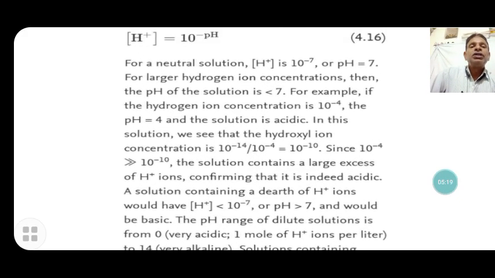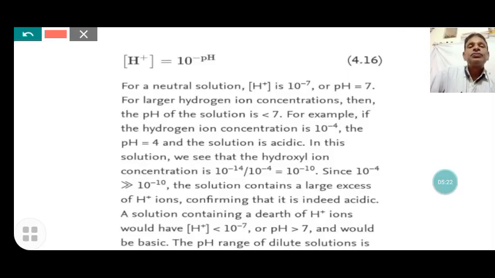The concentration of hydrogen ion in a solution is given by 10 to the power minus pH. If you put the pH value here, it gives the concentration of hydrogen ion. For a neutral solution, the hydrogen ion concentration is 10 to the power minus 7, or pH is equal to 7. For a larger hydrogen ion concentration, the pH of the solution is less than 7. For example, if the hydrogen ion concentration is 10 to the power minus 4, the pH becomes 4 and the solution is acidic.